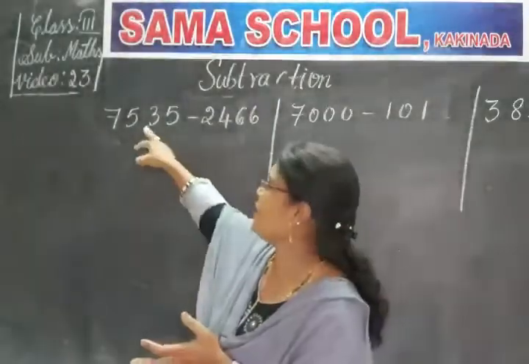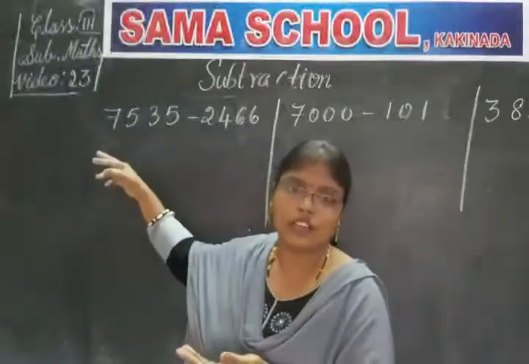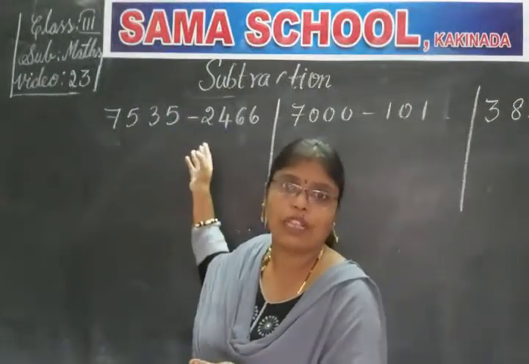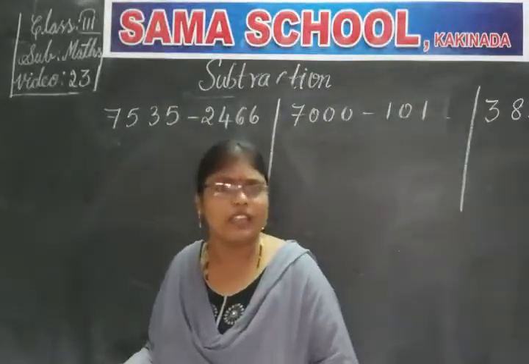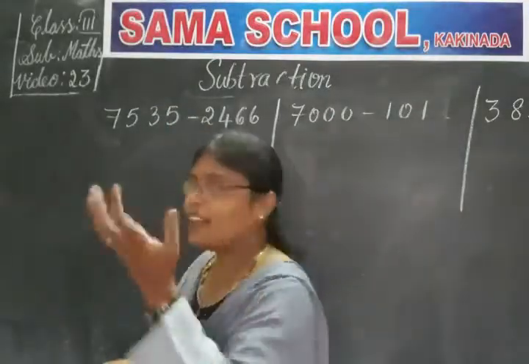So what is the bigger number in these two? We have learnt in comparing the numbers. We know what the bigger number is. What is the bigger number? 7,535. Yes. So write it on the top.